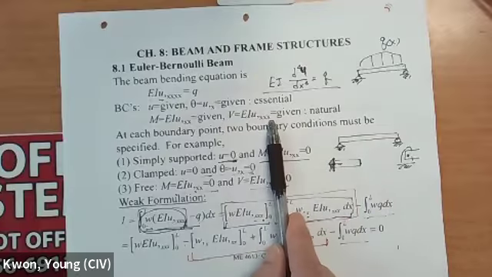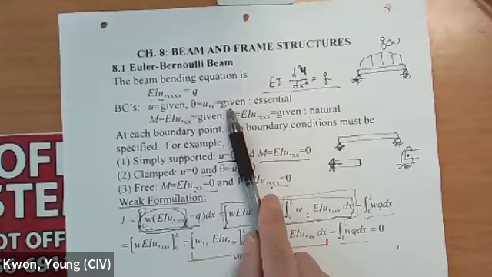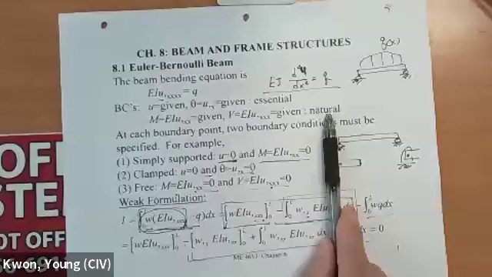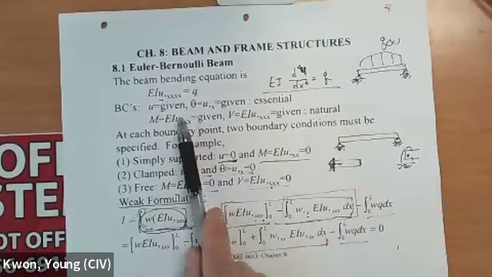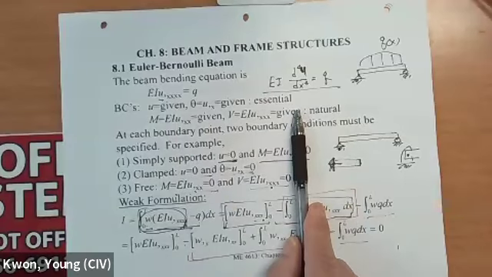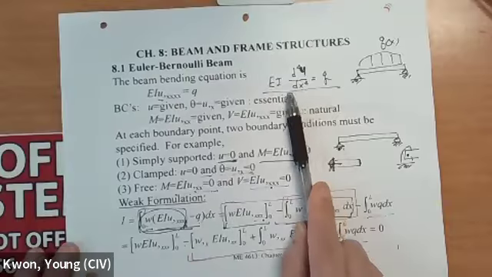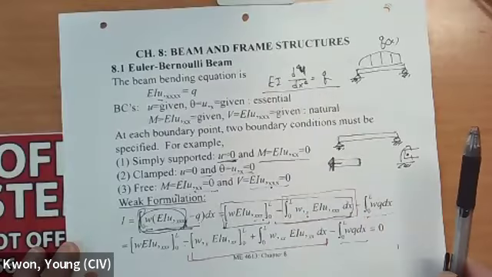And then the third derivative is related to the shear force. That is also another potential boundary condition. So you have four possible boundary conditions, and for this fourth order equation you need four boundary conditions to complete the problem, for a unique solution.